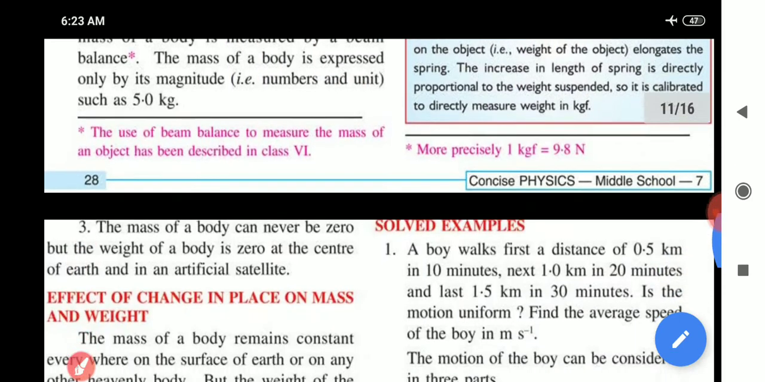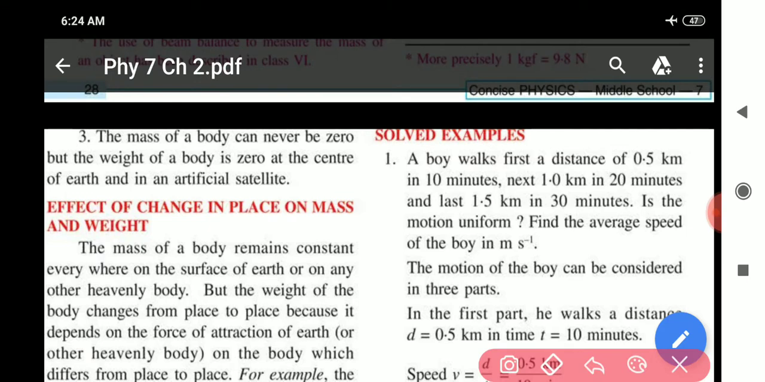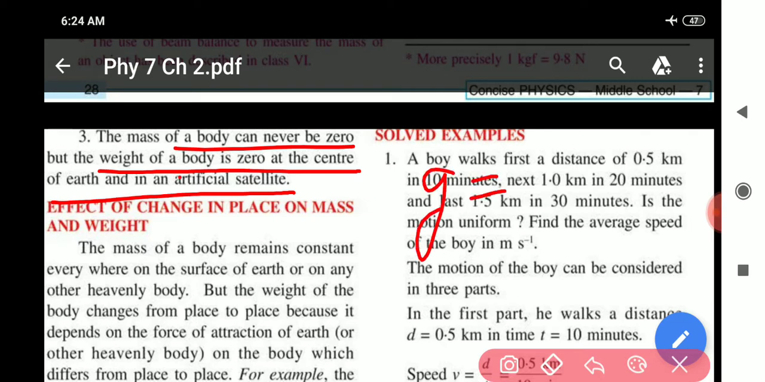Now, the third point: the mass of a body can never be zero, but the weight of a body is 0 at the center of the earth and in an artificial satellite. The mass of the body can never be 0. Remember this. But how can weight be 0? If the force of gravity is equal to 0, then the weight will become 0.